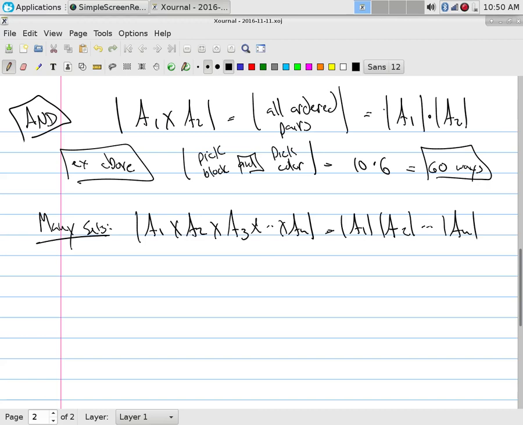And so this thing right here is called the product rule. When do you apply the product rule? When you have the word and. How do you figure out how to count things? Ask, what would I do to complete my task? And I strongly look for words like and.